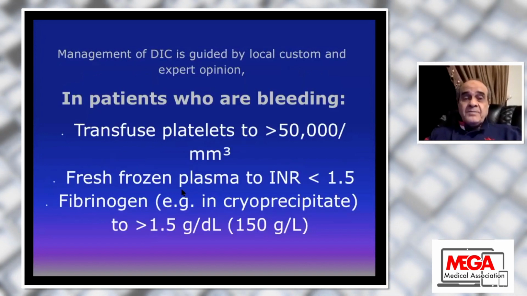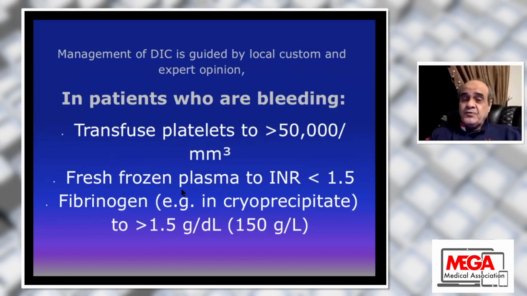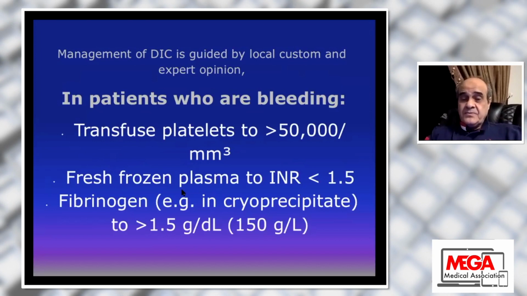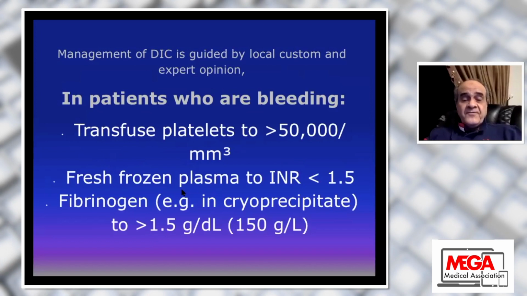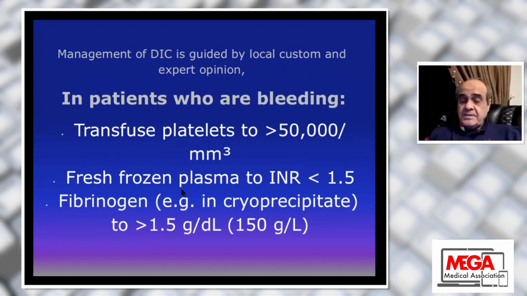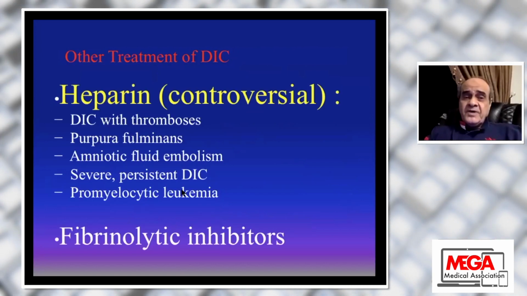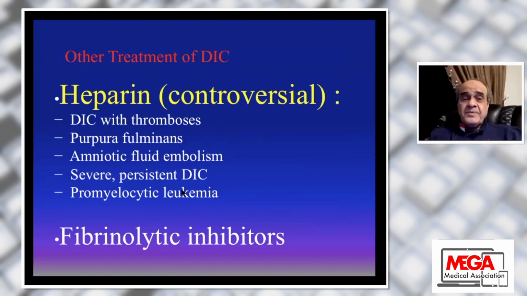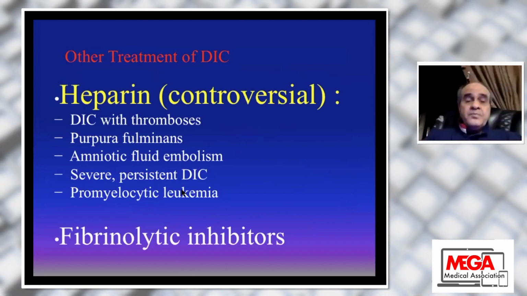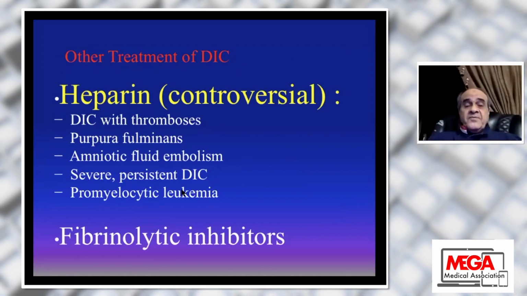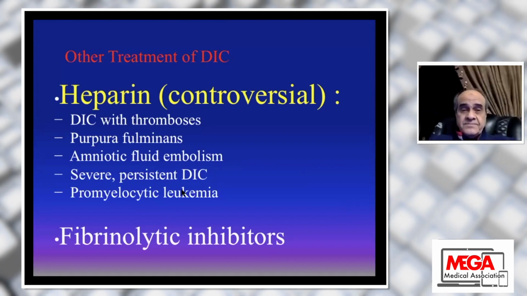In patients who are bleeding, we can transfuse platelets up to 50,000, fresh frozen plasma to bring INR to less than 1.5, also fibrinogen if it is less than 1.5 gram per deciliter. Also, heparin in some situations we have to give in DIC with thrombosis or peripheral gangrene, in amniotic fluid embolism, or severe persistent DIC, or in promyelocytic leukemia. Fibrinolytic inhibitors we can give if the patient exhibits high fibrinolysis.